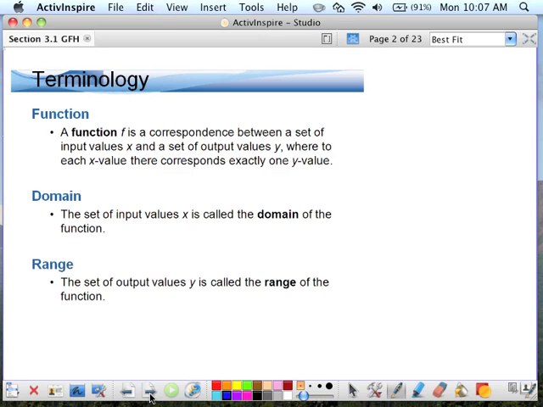Then let's talk a little bit about domain. The set of all the input values, in other words, the set of all the x's, is called the domain, and the set of all the y's that comprise a relation is called the range. And we typically give both of those in interval notation when possible.